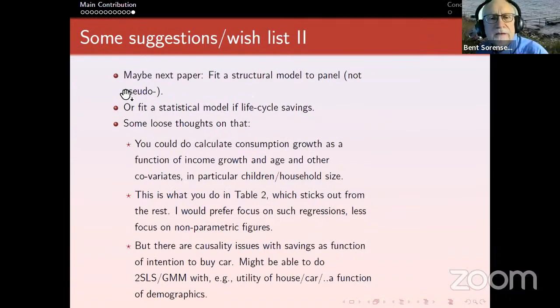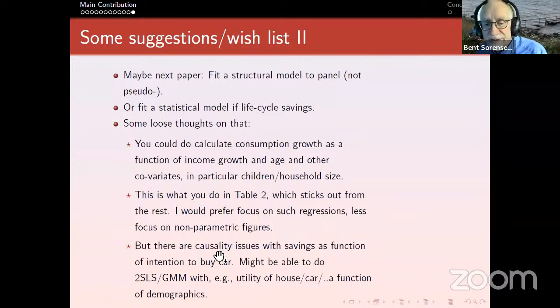So, in any event, now I'll speak a little faster. So maybe fit a structural model for the next period, or fit a more statistical model to these patterns. As I said, you could try and calculate consumption growth as a function of income growth and age, or the covariance, children households. Be easy to do in the panel. There's a little bit we're doing in table 2, which sort of sticks out a little bit from the paper, right? Because that sort of gets into the kind of paper that I would have written. And then I would have shown less of these, I think, too many figures comparing US to India.